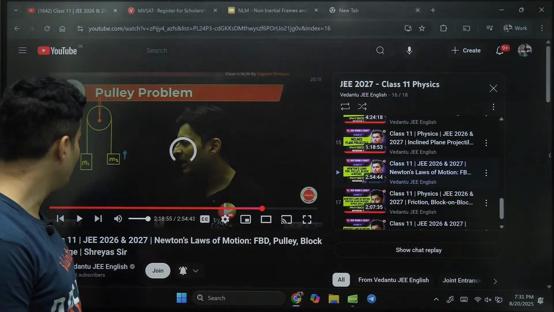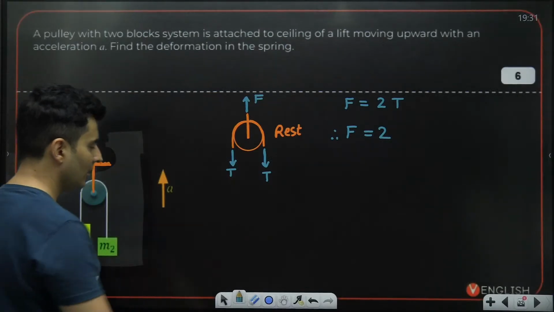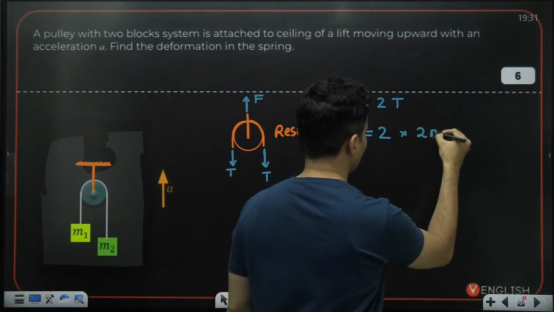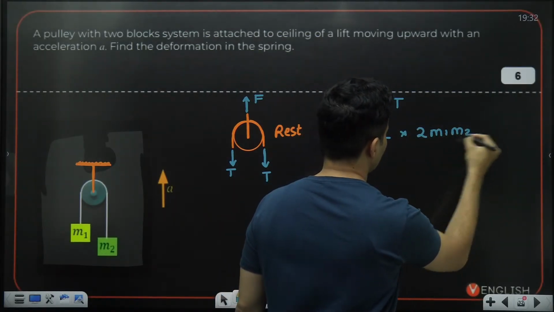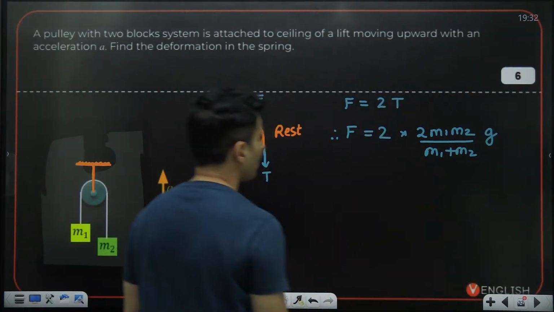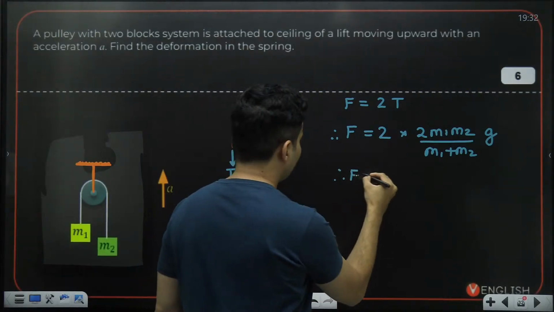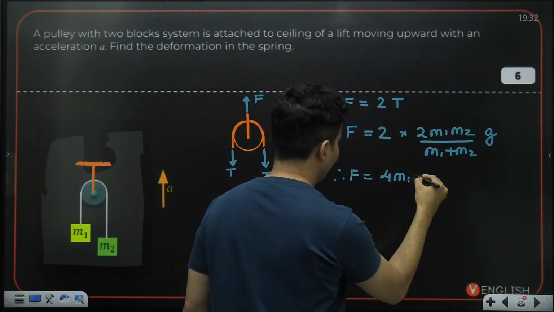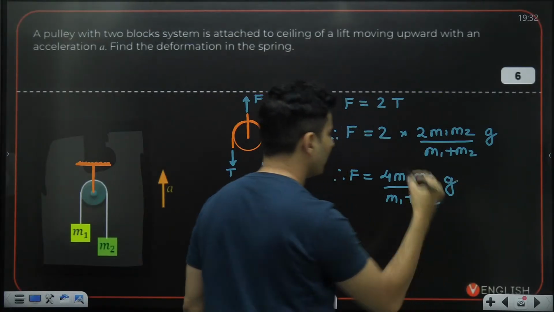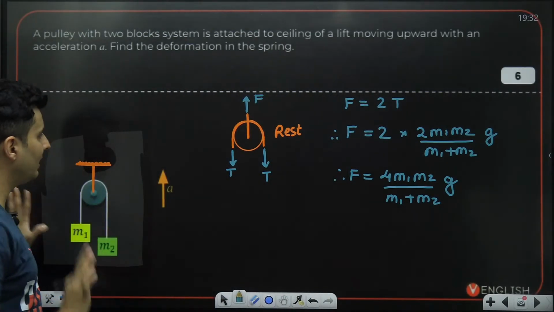Wow, this is so slow. 2m1m2g by m1 plus m2. I'm telling you the answer, I don't have the patience to load it. So the tension is 2 times m1m2 by m1 plus m2, the whole thing into g. Therefore, that particular force will be 4m1m2 by m1 plus m2 into g. That is if the entire thing is at rest.